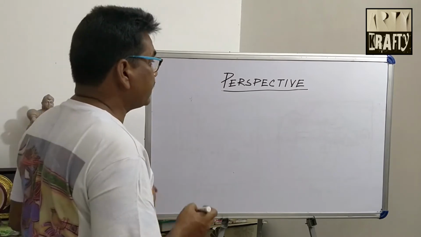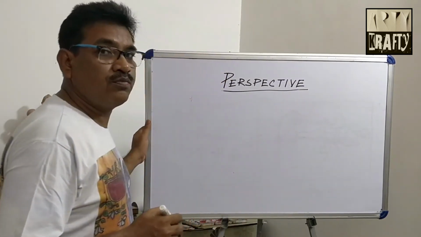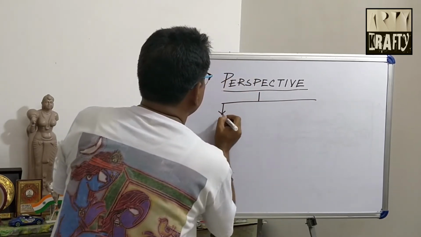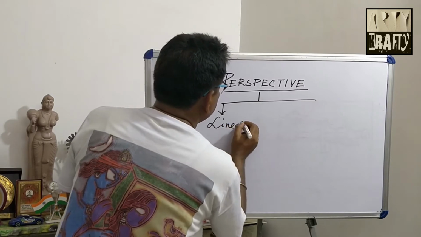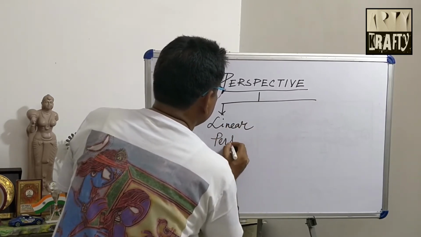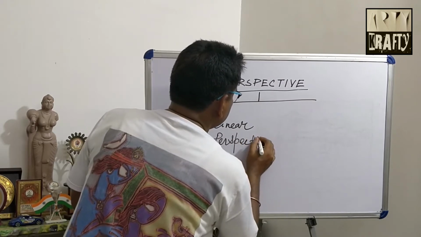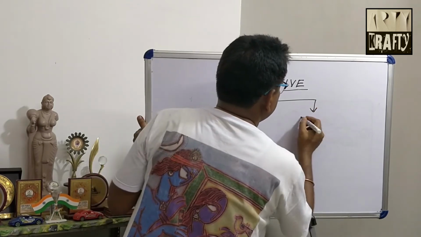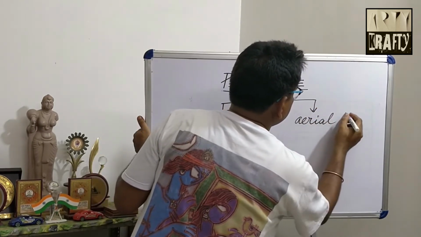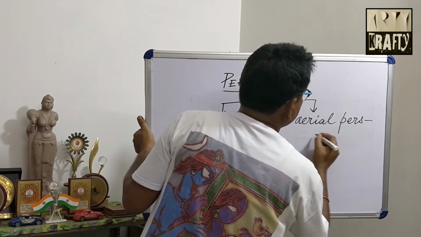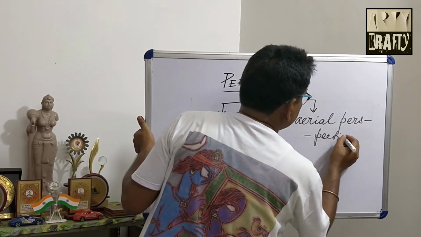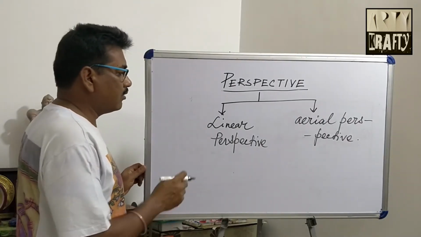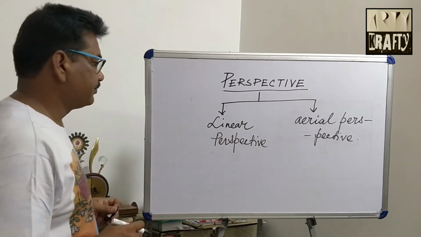Again, perspective is divided into two types. One is linear perspective, and the other is aerial perspective. Today we will learn about linear perspective.